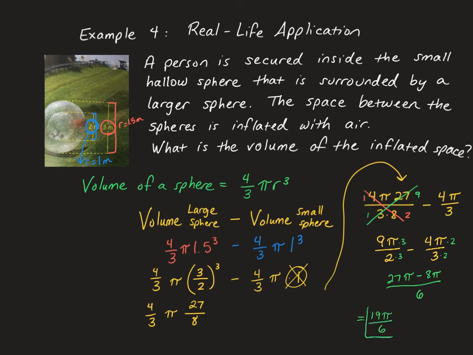And that's a fine answer, but if you want to multiply it through on your calculator, 19 multiplied by pi, or 3.14, all divided by 6, you get approximately 10. And so that gives us an answer of 10 meters cubed. Because it's volume, we want to make sure to put the cube on the meters. And that is the end of today's lesson, which is Chapter 10, Lesson 1, Basics of Exponents.